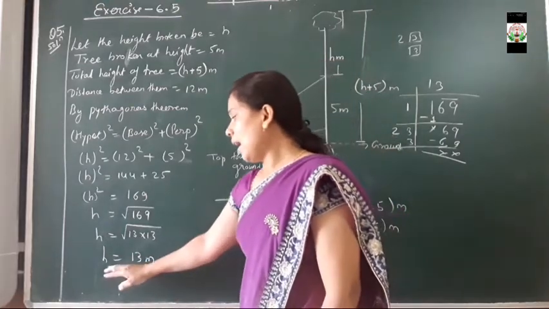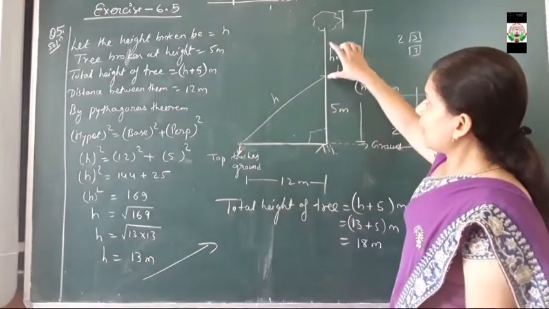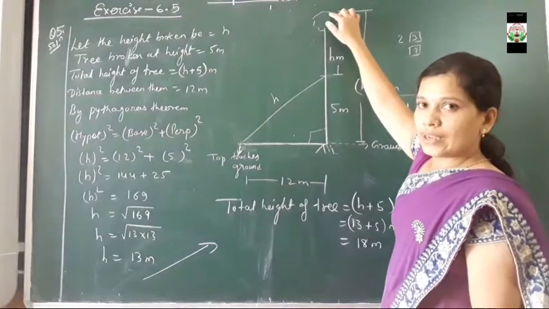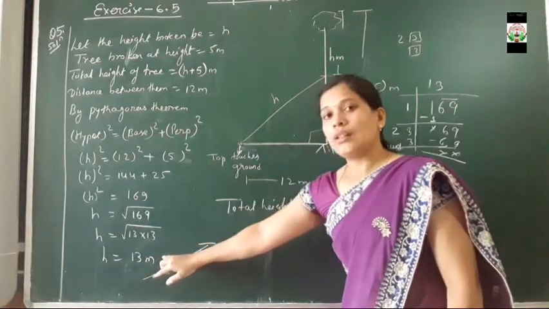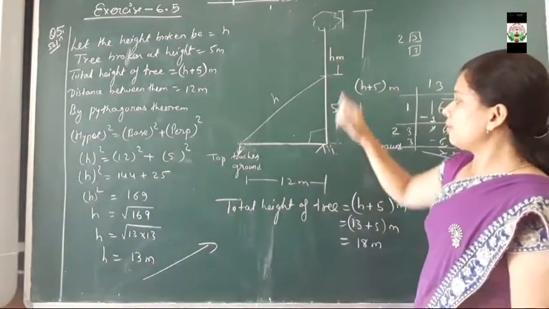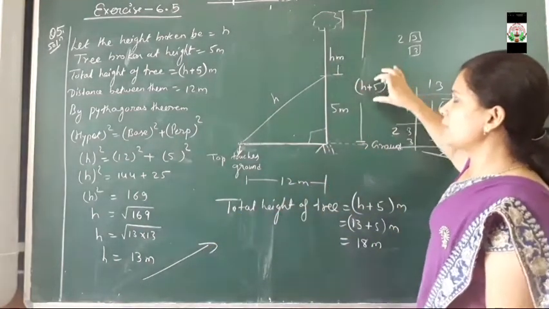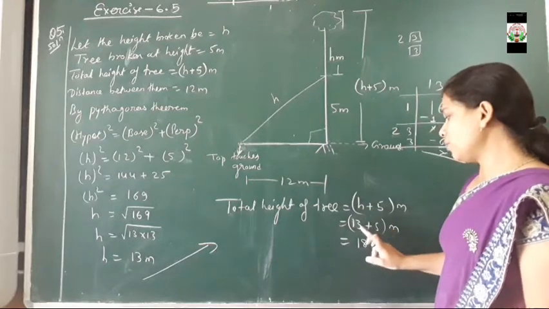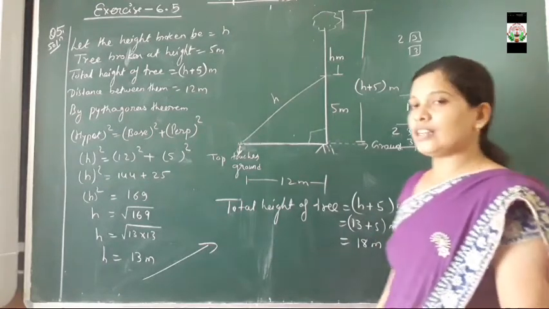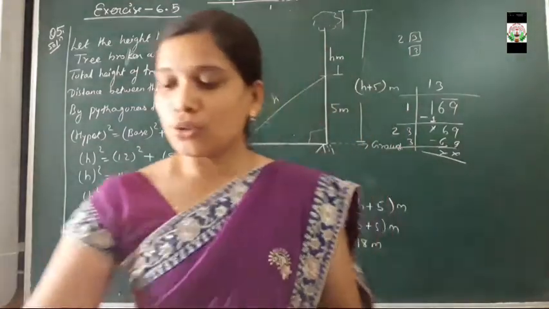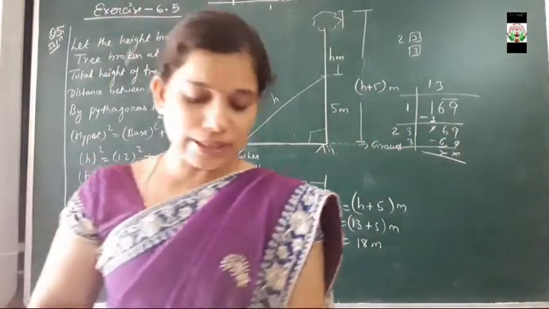Hence the height of the tree from this height to this top, where it broke, how much height? h. So h height is 13 meter, but the total height from the ground to the top is h plus 5. So 13 plus 5 will be added and the total height of the tree will be 18 meter. Clear everyone? So the total height of the tree becomes 18 meter.